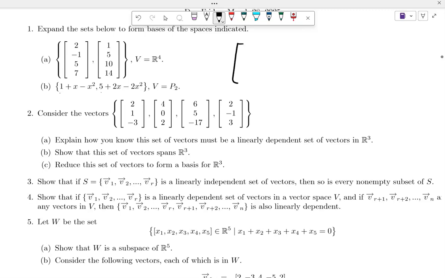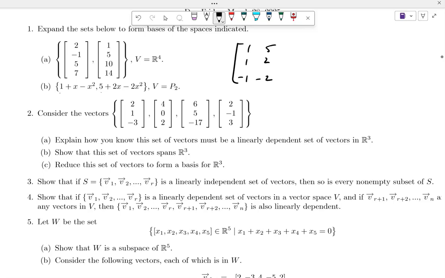If you were using the matrix method to check this as linearly independent, I would use 1, 1, negative 1 down the first column, right? We agree? If I were going to use the matrix method to show that it's linearly independent, I put 1, 1, negative 1 down the first column. What's the second column going to be? 5, 2, negative 2, right?